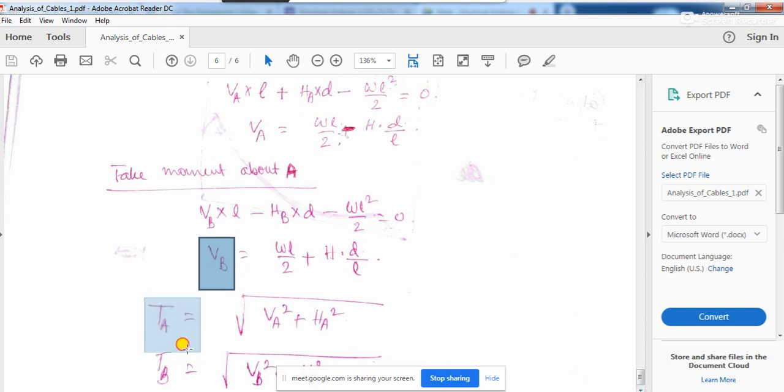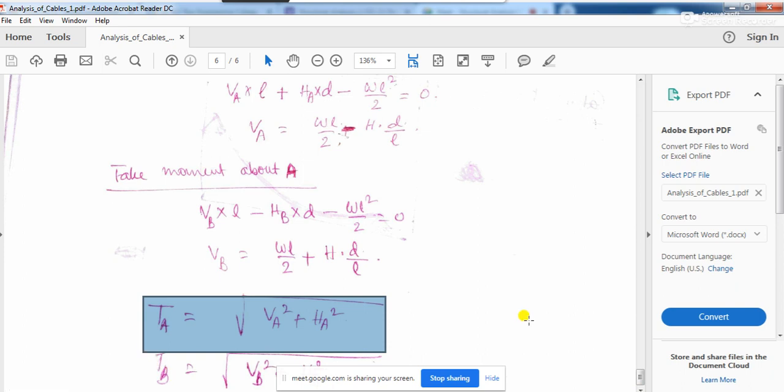So if you want to find out the maximum TA, or TB, then you can easily find it out. And you notice over here the value of the tension in the cable at the support level will be different. At A it will be root over of Va square plus H square. At TB it will be root over of Vb square plus Hb square. Is it clear? So Ha and Hb are equal, however Va and Vb are different. So Ta will not be equal to Tb in this case. Is it clear to everyone? Have you understood? Yes, sir.